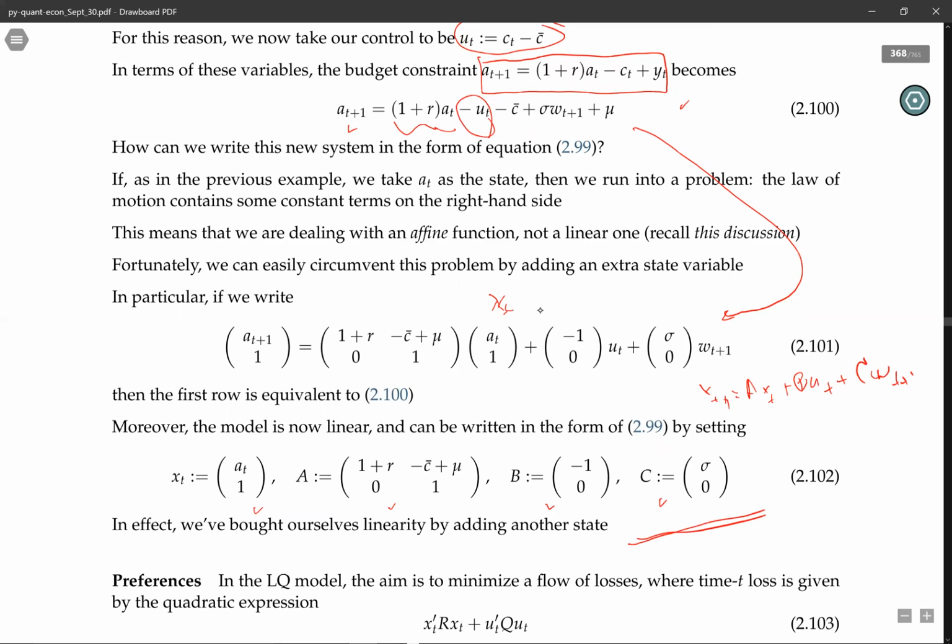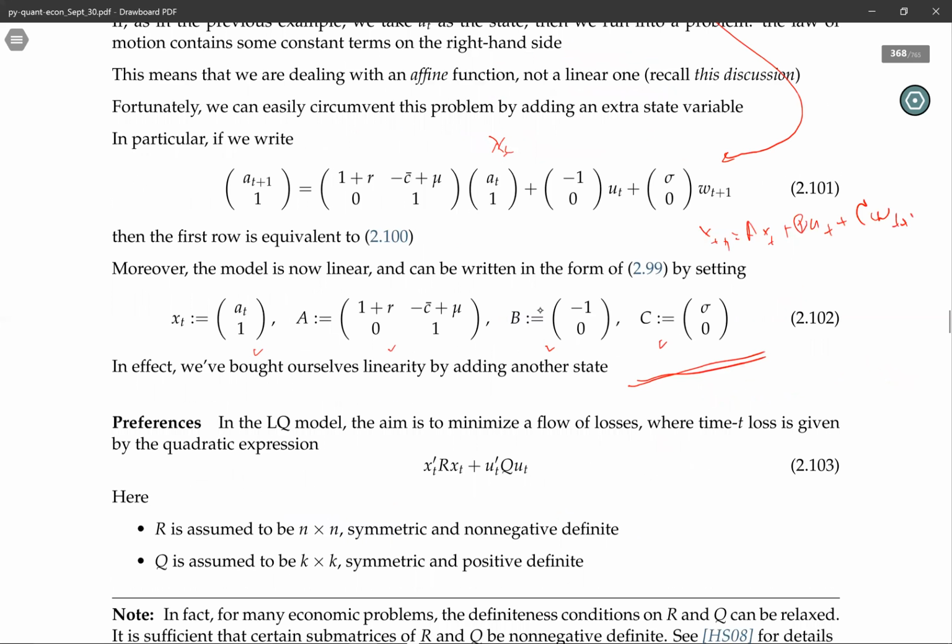I told you about the linear part. And now I'm going to tell you about the quadratic part. So in the LQ, linear quadratic dynamic programming problem, there's going to be a loss function. Loss is a measure of stuff I don't like, or minus stuff I do like. So we're going to rig the mathematics so I can represent that as a quadratic form in a state plus a quadratic form in a control.